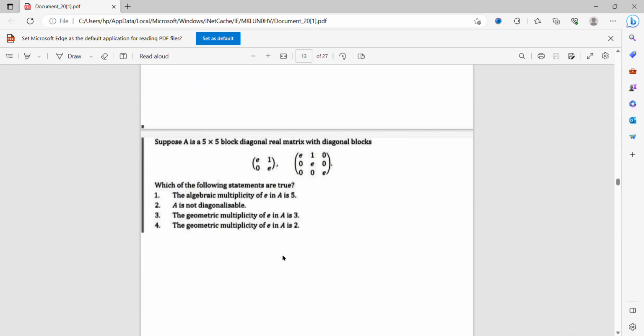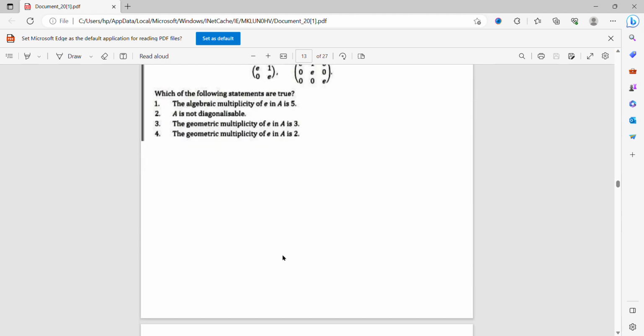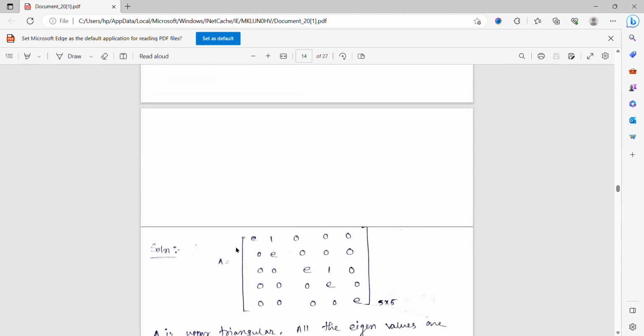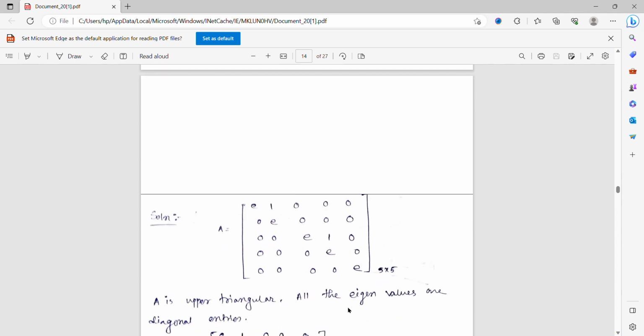Now come to the next one. This is a very simple problem. Suppose A is a 5 cross 5 block diagonal real matrix with diagonal blocks, a 2 cross 2 block and a 3 cross 3 block. So first write down the matrix A. It is like this. Now this is an upper triangular matrix.